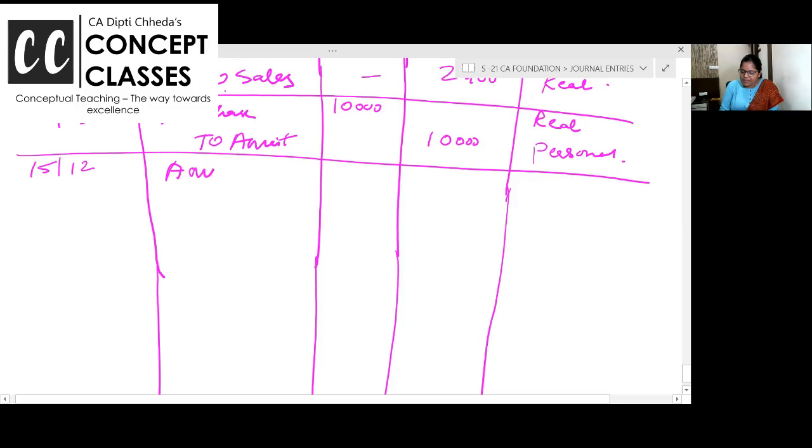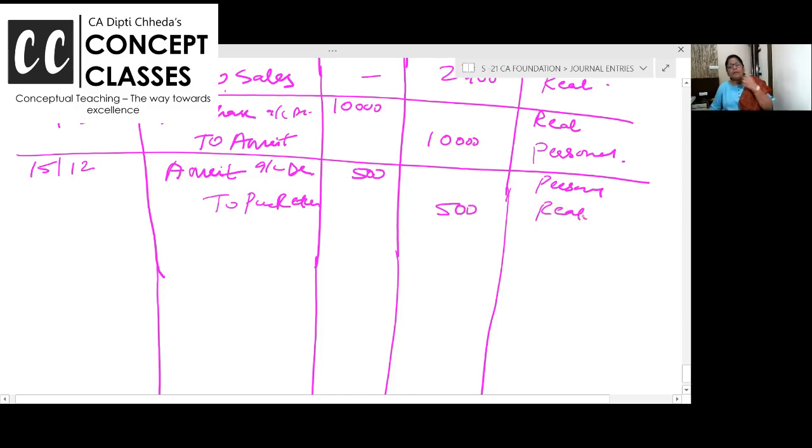So now Amrit is the receiver, so debit the receiver. Amrit's account is debited, a personal account. Amrit is receiver, so Amrit account debit, to purchase return. Purchase return credit, it's a real account. Purchase and purchase return are related to stock.